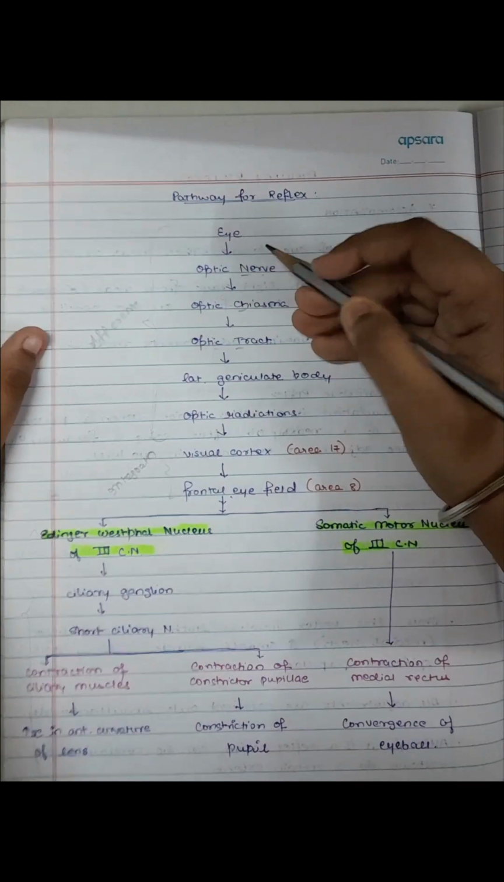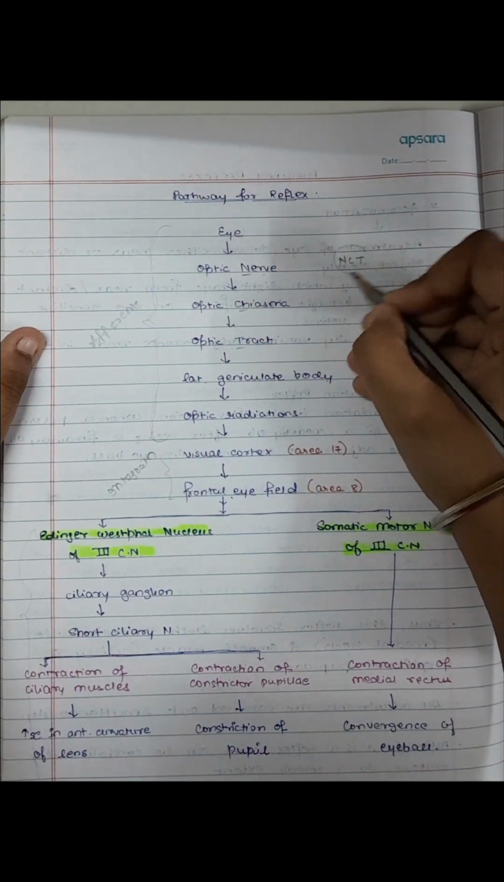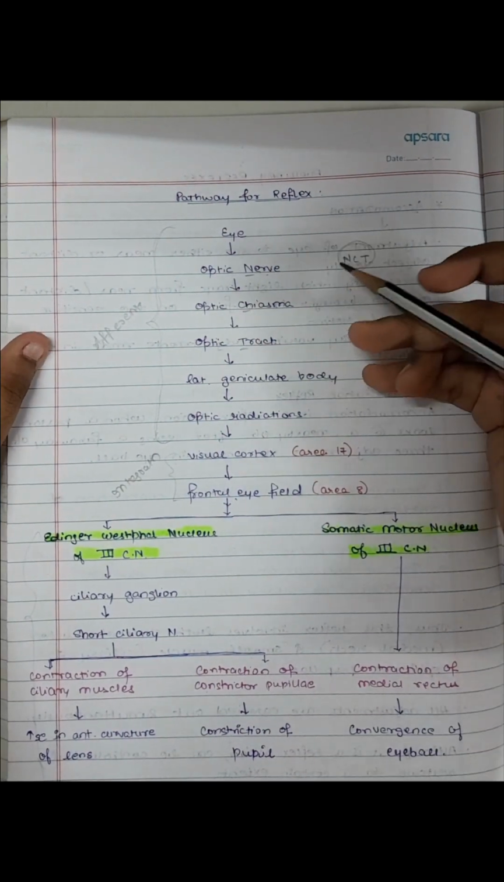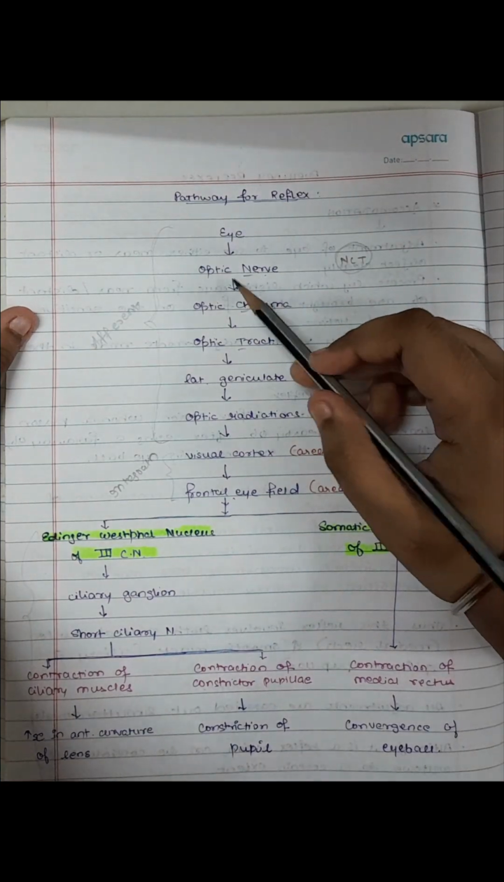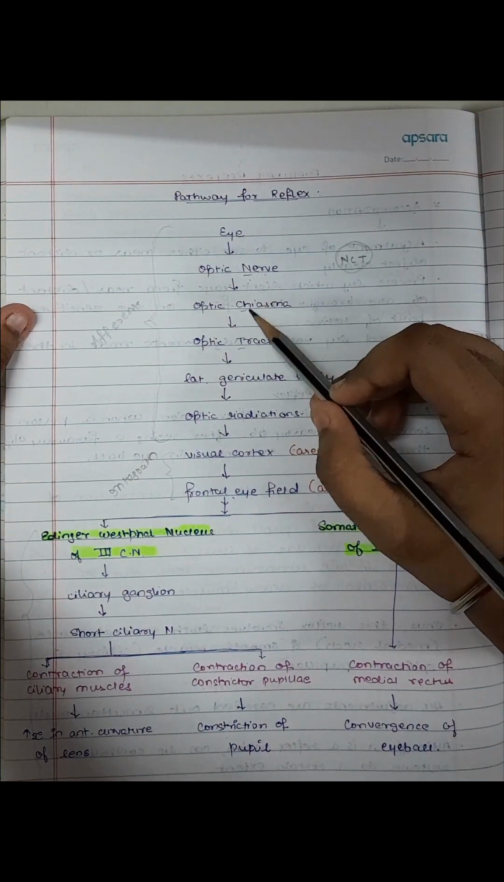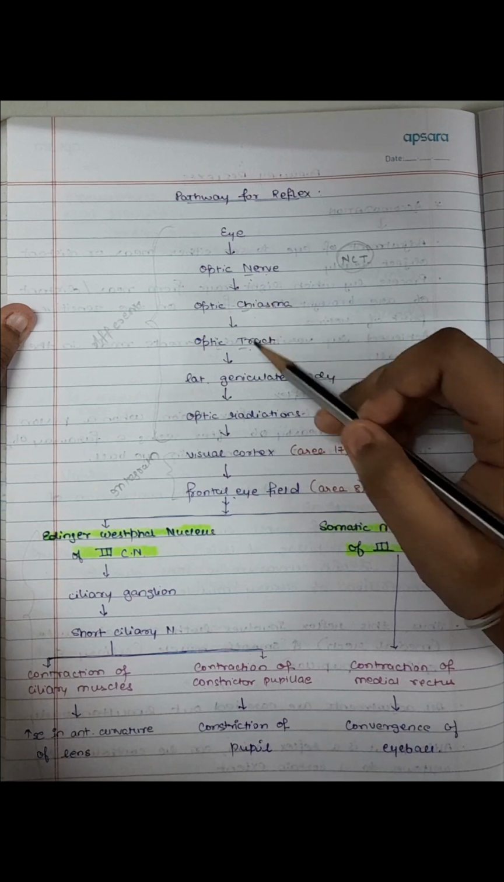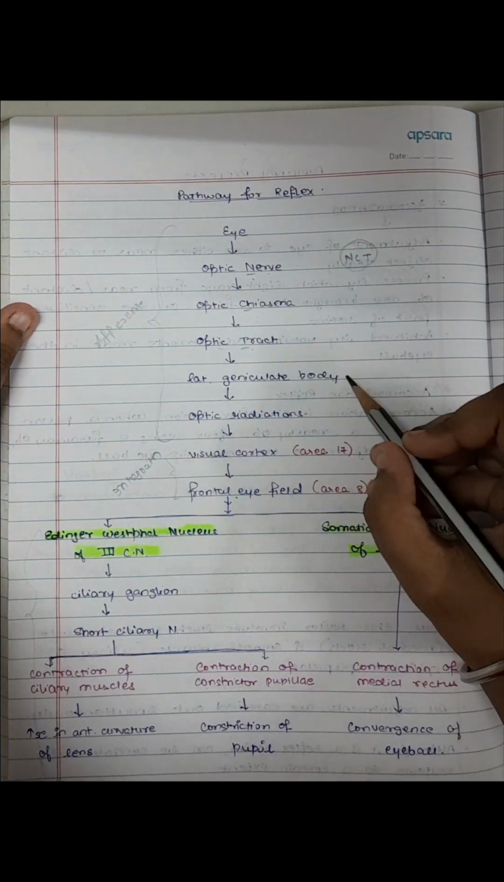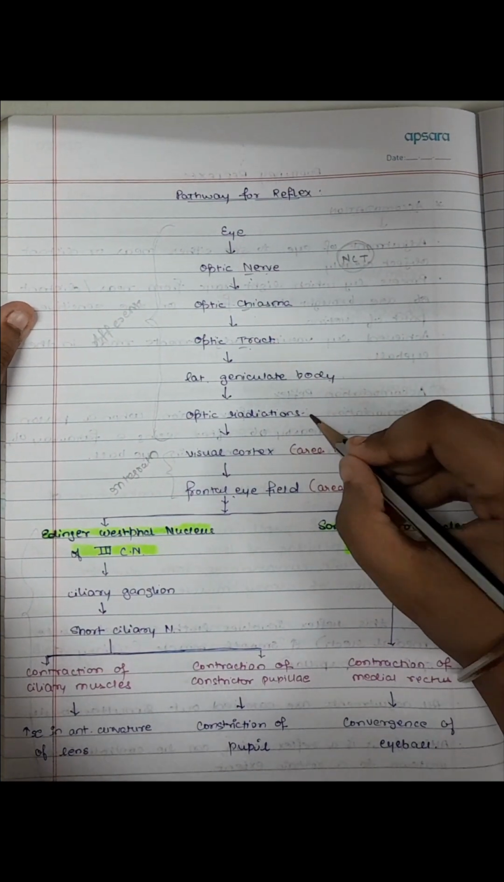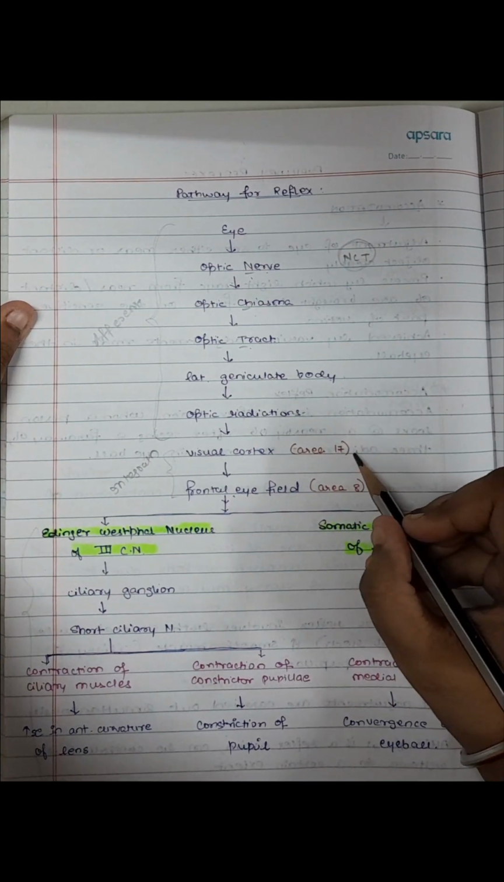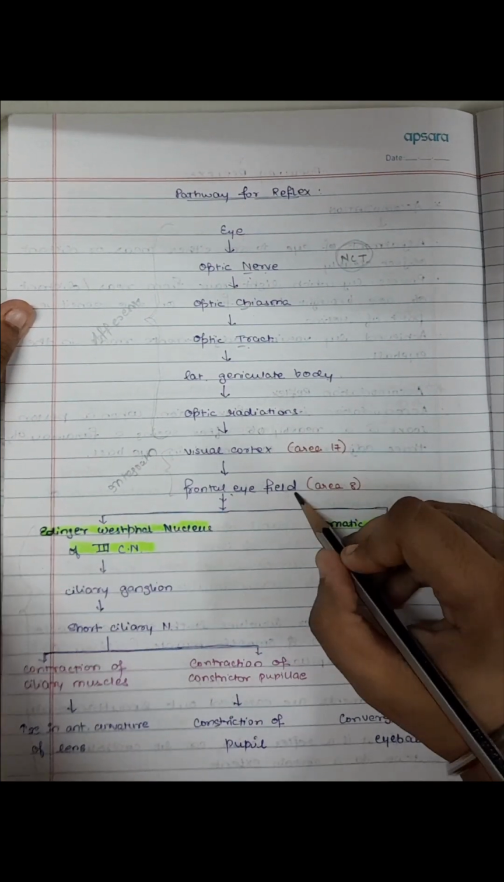Now for this I would recommend a really small mnemonic, NCT, right? NCT to remember. From the eye it goes to optic nerve, optic chiasma, optic tract, NCT. After that it goes to the lateral geniculate body, then to the optic radiations, and then it passes to the visual cortex, and then the frontal eye field.